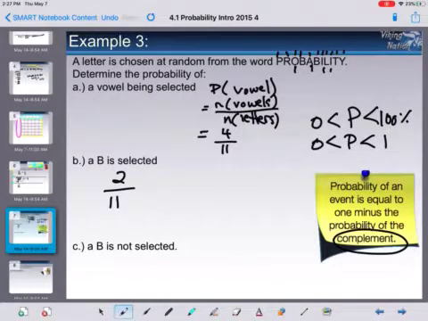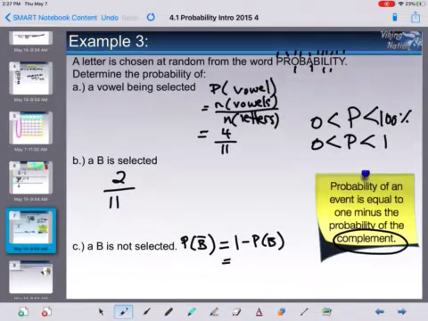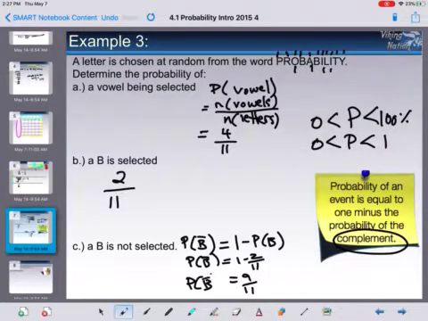The complement plus the regular has to add to 100%. So if I want to know the probability of not selecting a B, and we can use the line or the apostrophe to represent the complement, that's just going to equal 1 minus the probability of selecting a B. So then that equals 1 minus 2/11, which equals 9/11. And that's the probability of the complement. It started as an equation, so I have to continue as an equation.